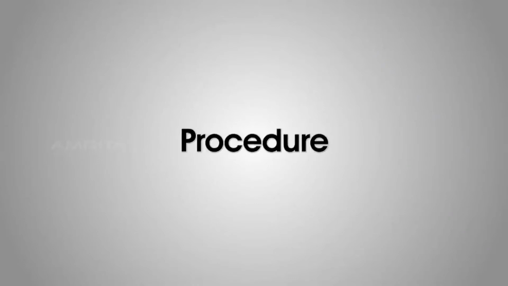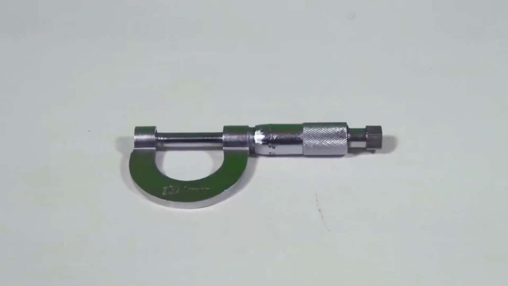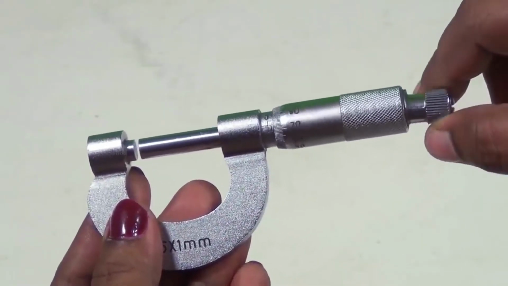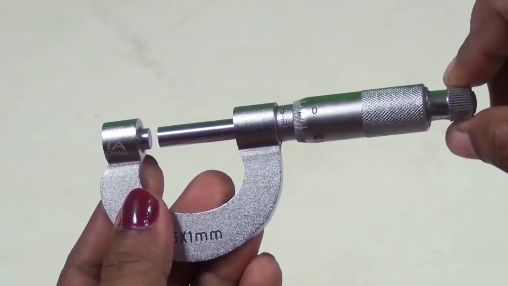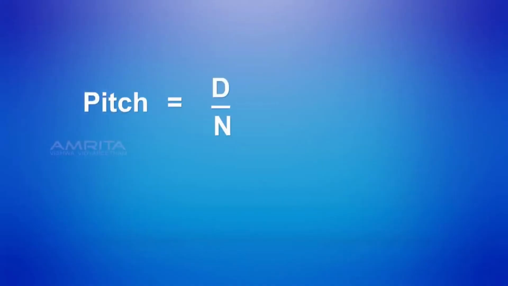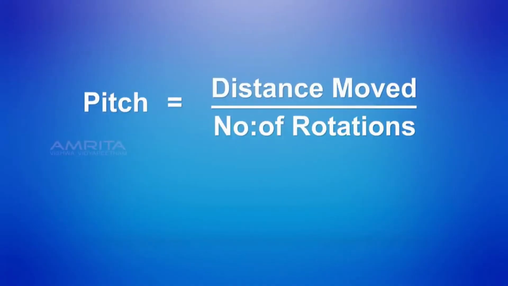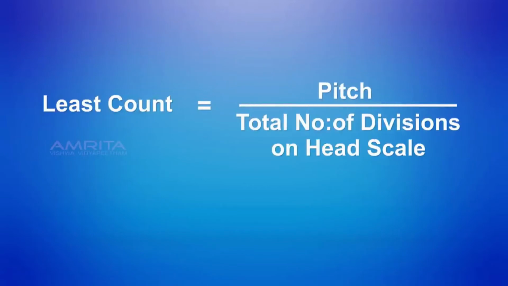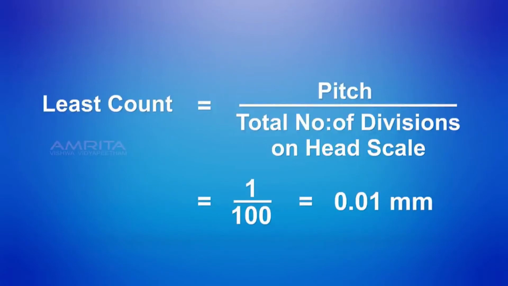Materials required: screw gauge, wire, a sheet of paper. Procedure. First, to determine the pitch and least count of the screw gauge, rotate the screw 4 times and note that 4 mm has moved on the pitch scale. Then, the pitch is equal to distance moved by number of rotations, which is 4 by 4, that's equal to 1 millimeter. Least count is equal to pitch divided by total number of divisions on the head scale, which is equal to 1 by 100, that is 0.01 millimeter.